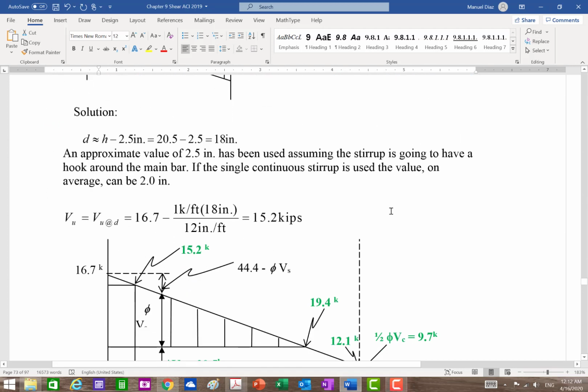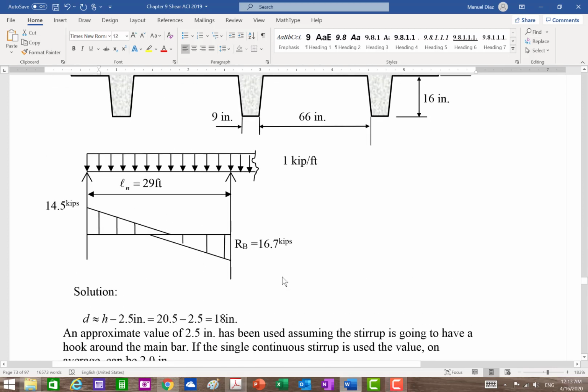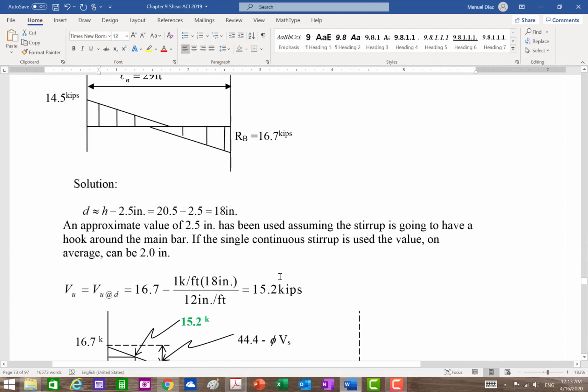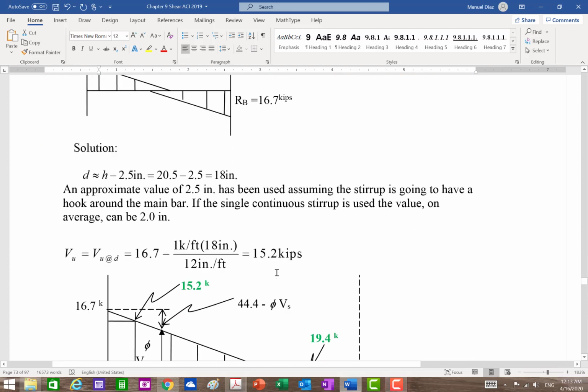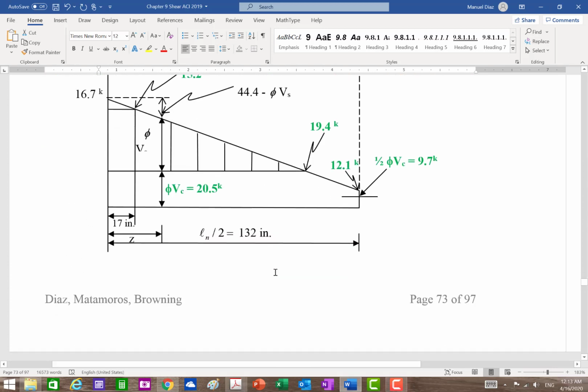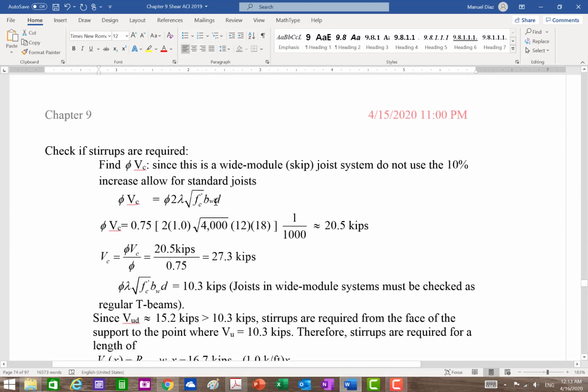All right. So we have our values, our shears, 16.7, the value of the distance d. Again, reaction minus load times d divided by 12. So we got our numbers there. Okay. And again, we're going to find the length that needs to be covered by steel. So we find our phi V sub c that you can do.